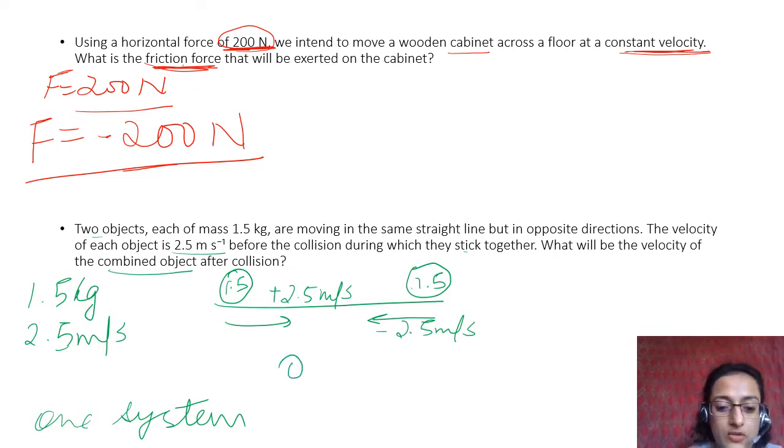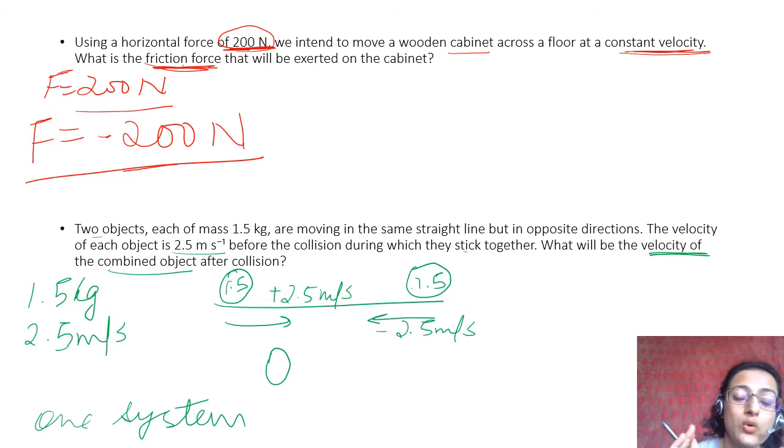It comes to zero. So if it comes to zero, then what will be the velocity after the collision? The velocity after collision becomes zero. You can easily solve this also, right? The velocity of the combined object is 0 meter per second. Both of them come to rest because they cancel each other out, right?